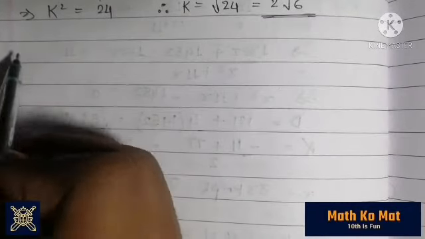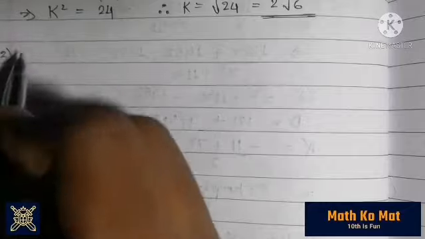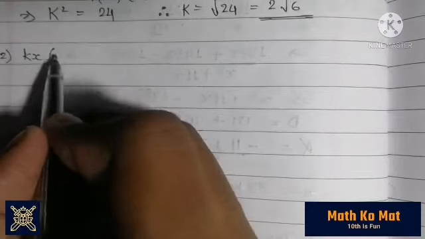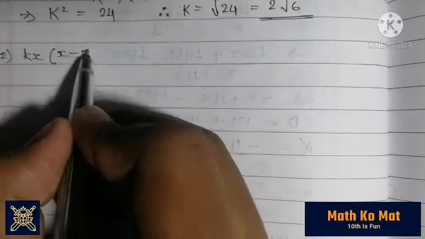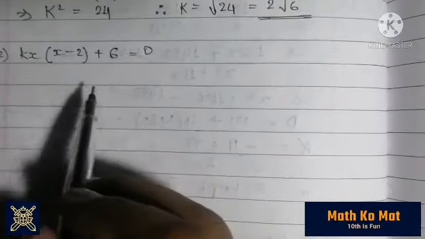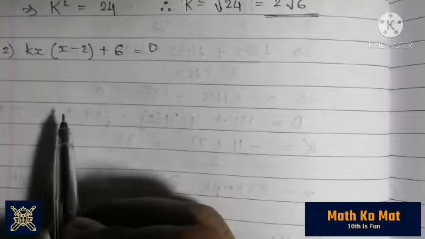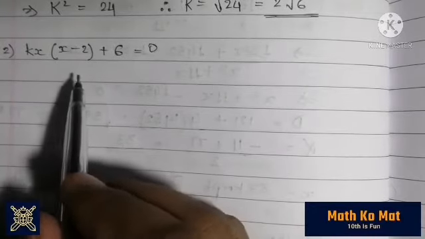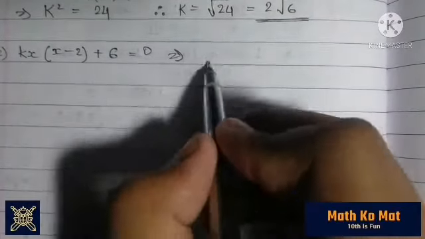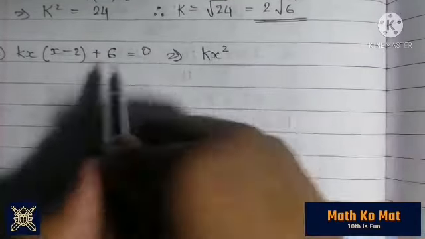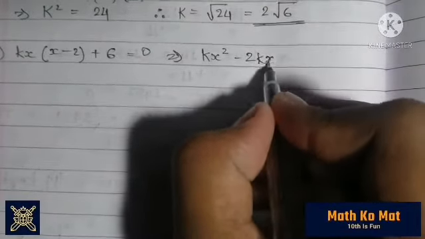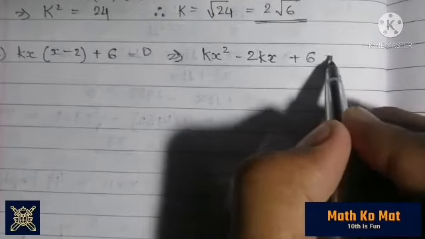So for the second equation, we have kx into x minus 2 plus 6 is equal to 0. As you can see, this is not a direct quadratic equation. You will have to open the brackets and do the multiplication first. So now let's multiply it. Here kx into x will give you kx square and kx into minus 2 will give you minus 2kx, plus 6, as it is equal to 0.